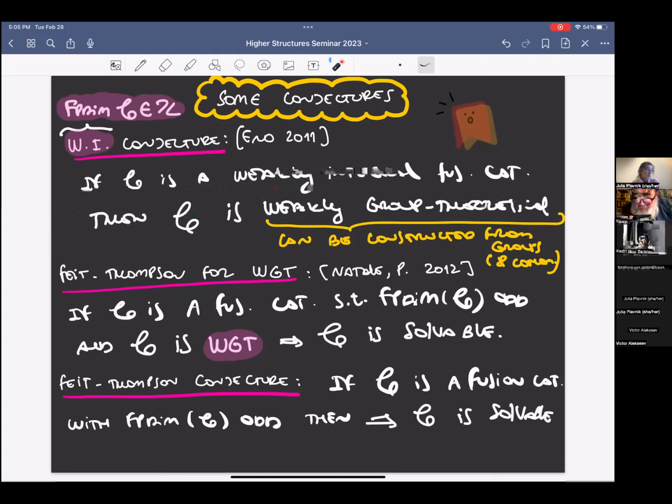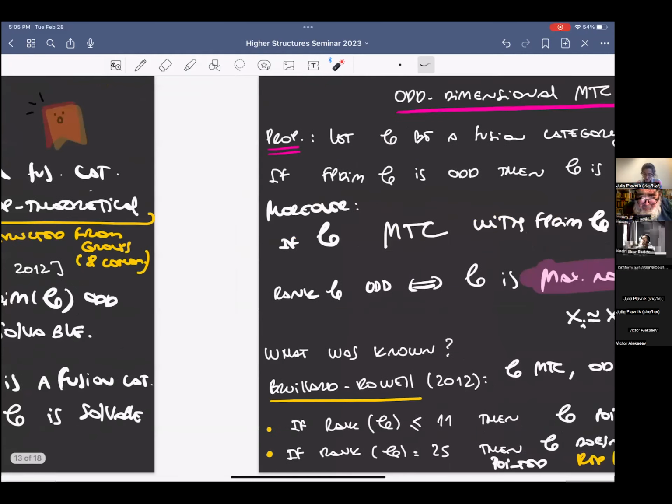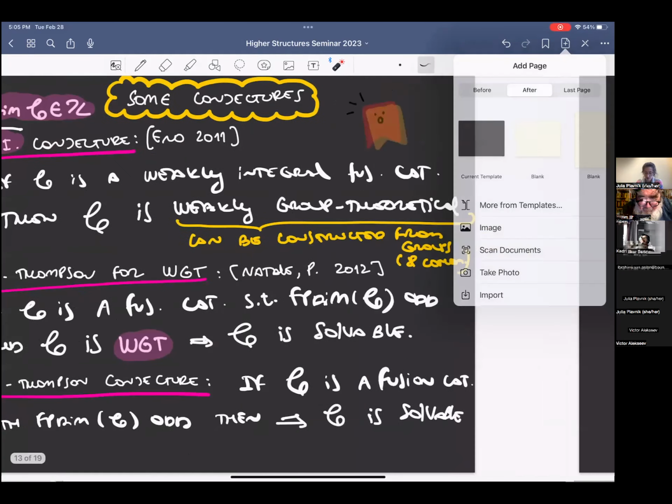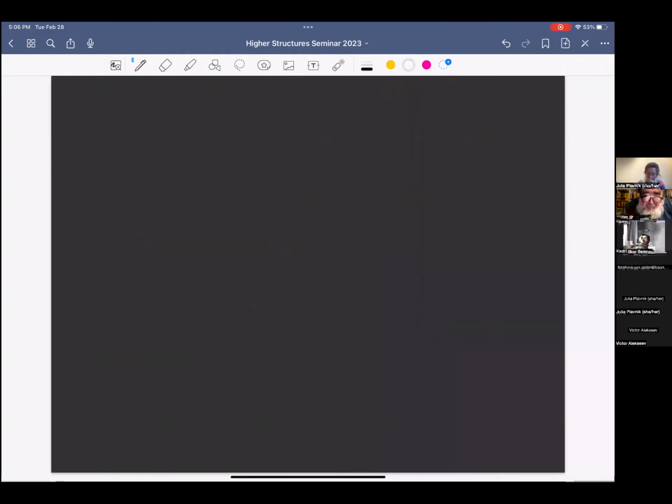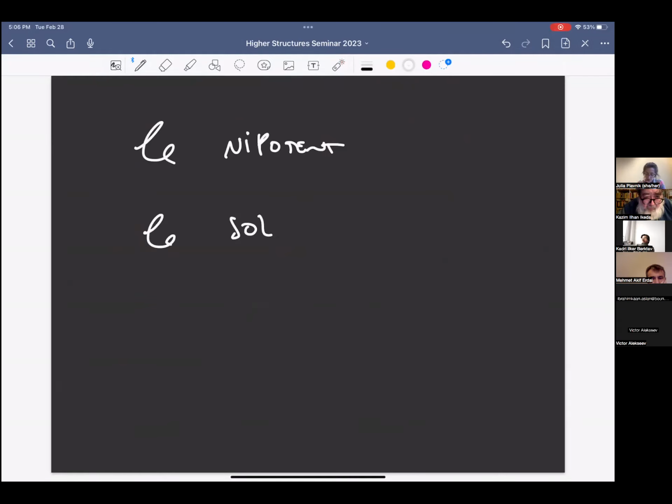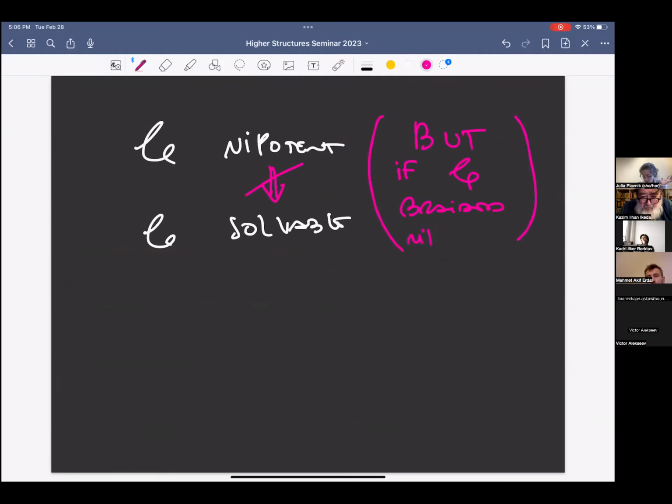What is kind of going on there is this Morita equivalence relation. One of the things that is slightly strange is that there is a notion of nilpotency, and there is this notion of solvable. But this is not true in general, which is weird. If C is braided, then yes, nilpotent implies solvable. I see. So for fusion categories, no.